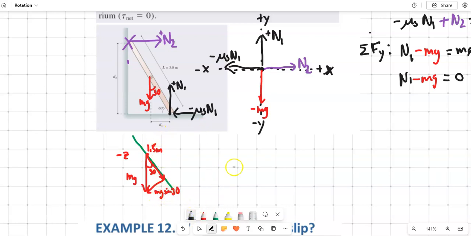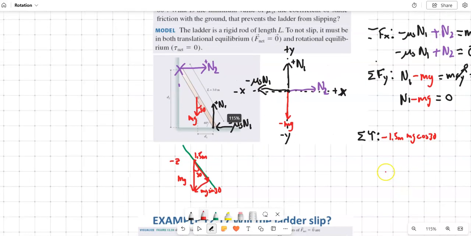Okay, so let's start summing the torques now. The first torque that we're doing, starting from the pivot point, is this red mg torque. And so that's a negative z torque. It's 1.5 meters away, and that's going to be mg cosine of 30 degrees. Okay?